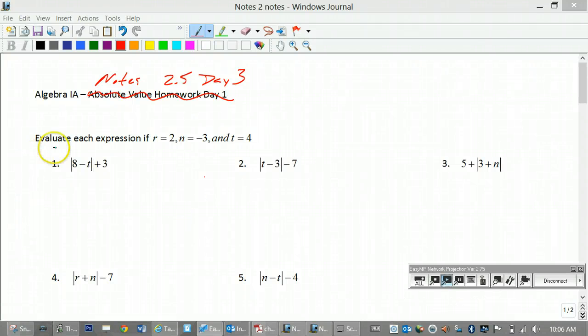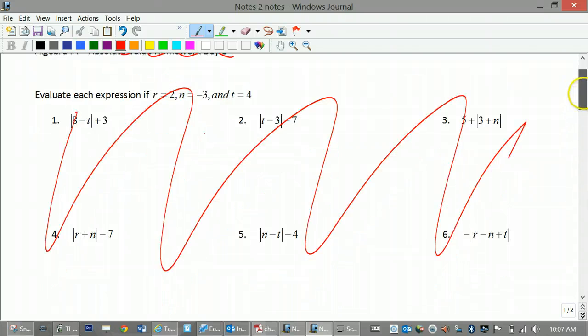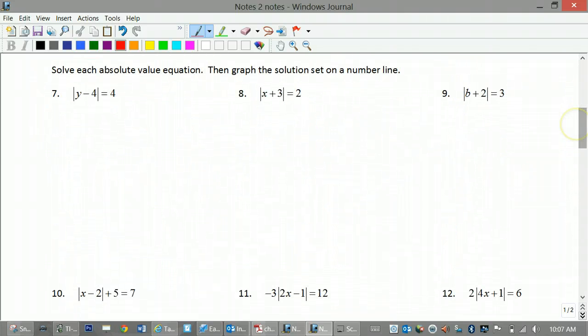Okay, we're going to skip this first section, okay? And then we're going to just start by being right here, okay?